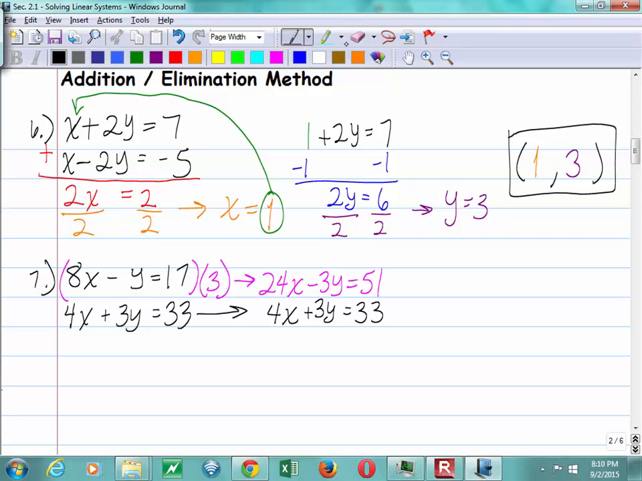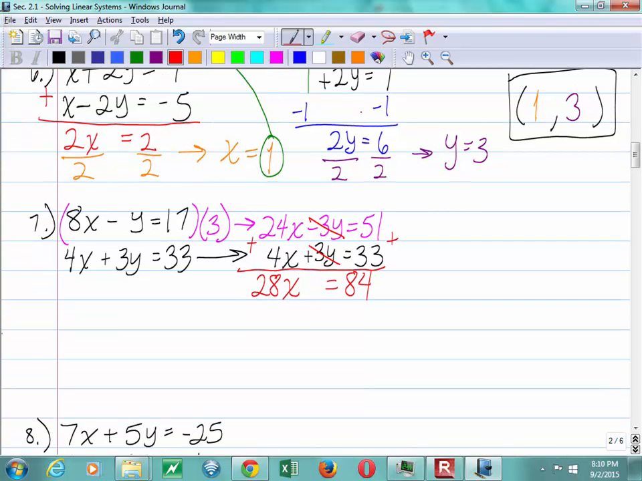And then I'm going to now add the equations together. So 24x plus 4x would give me 28x. And then -3y plus 3y cancels out. And then 51 plus 33 would give me 84. So I have 28x equals 84. And then I'm going to divide both sides by 28. And that's going to give me x is equal to 3.